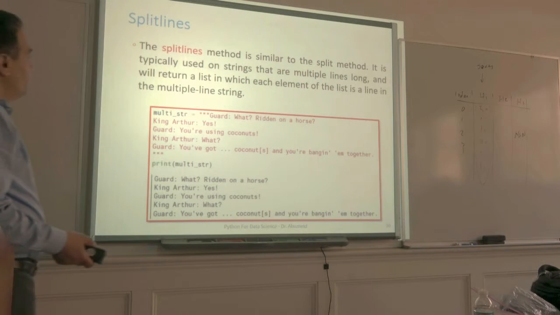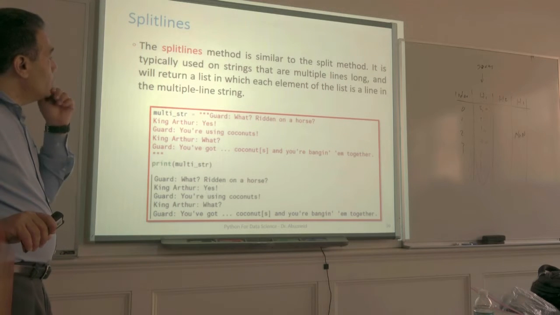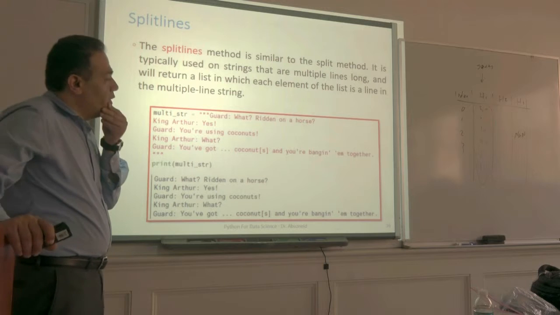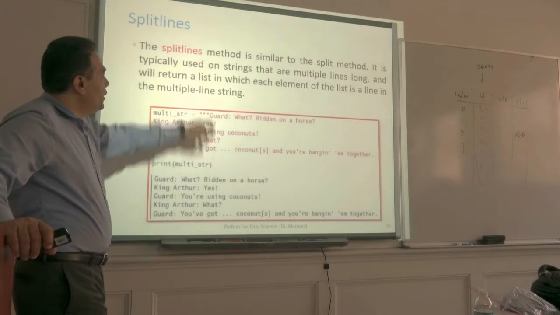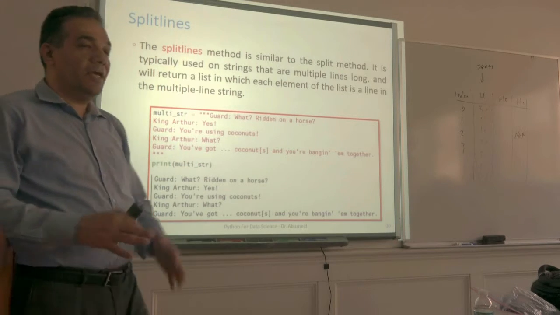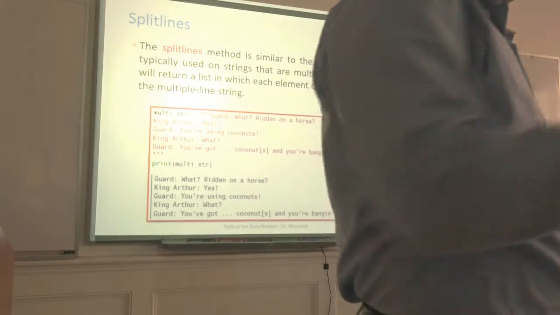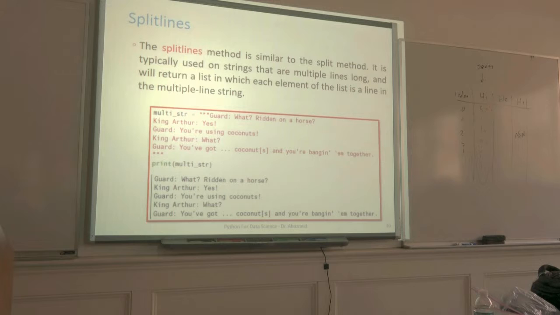The splitlines method is similar to the split method. It is typically used on strings that are multiple lines long and will return a list in which each element of the list is a line. So you have a long string with multiple lines, and I need to put each line as an element in a list. So I'm creating a list of what? A list of lines. It's a simple utility for you to use.